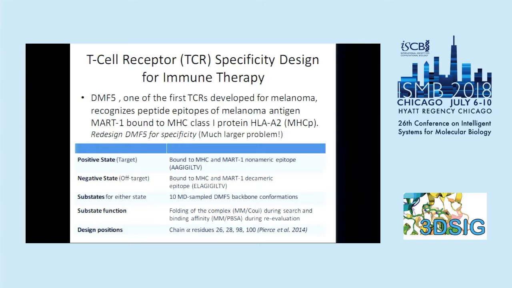And then the substate functions are folding of the complex at the beginning, and then the binding affinity at the end. Initially, it was just Coulombic electrostatics. At the end, it was MM-PBSA. And the design positions are based on a previous study, 4 positions. We did up to the triple designs.